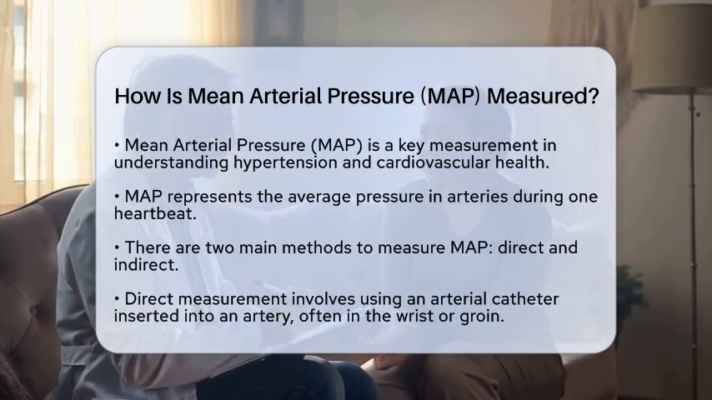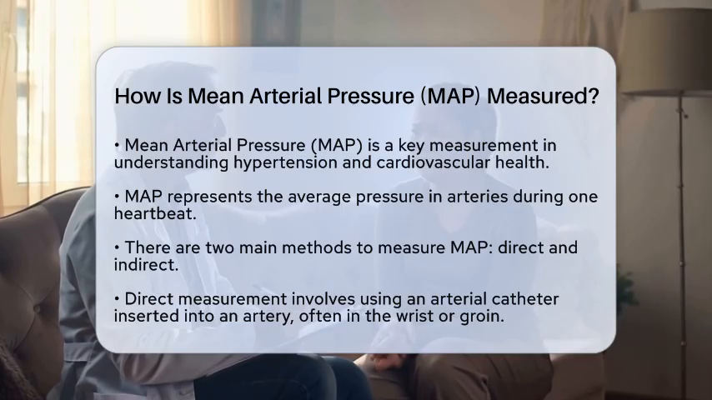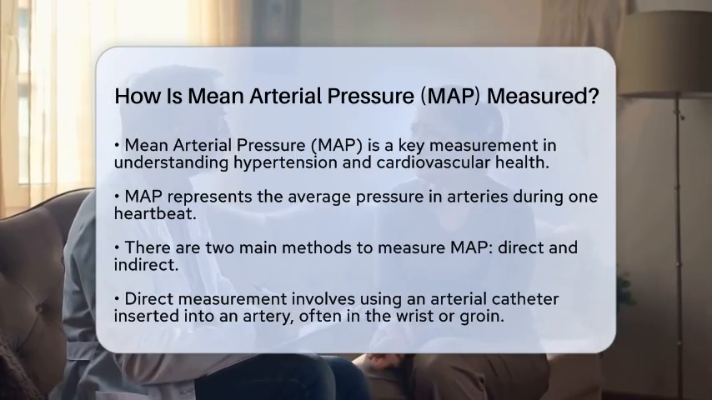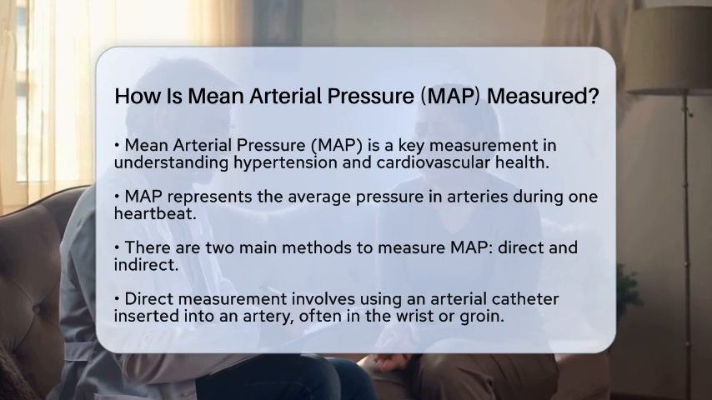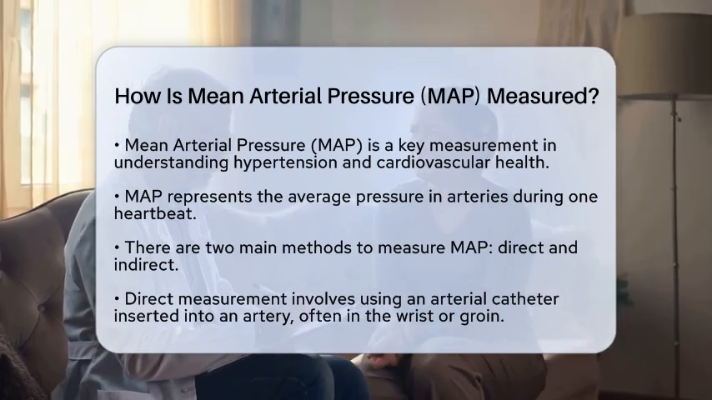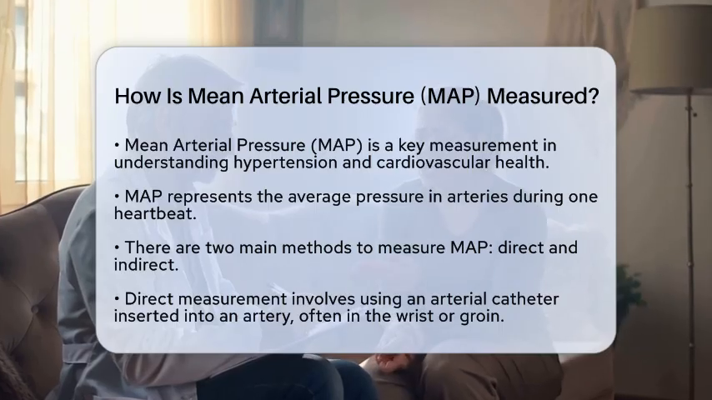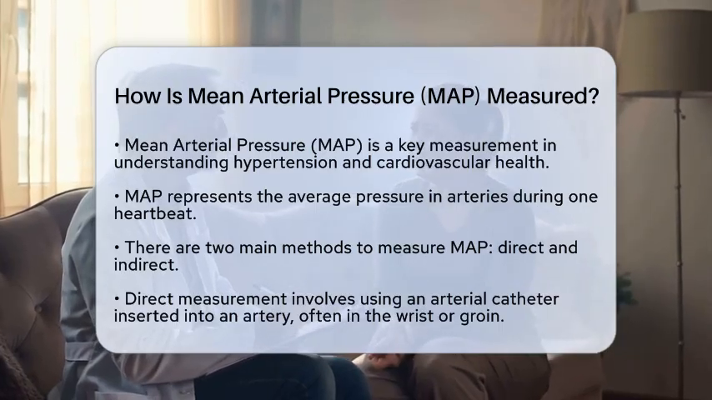Mean arterial pressure, often referred to as MAP, represents the average pressure in your arteries during one heartbeat. It is an important indicator of how well blood is flowing through your body. To measure MAP, there are a couple of methods used, both direct and indirect.